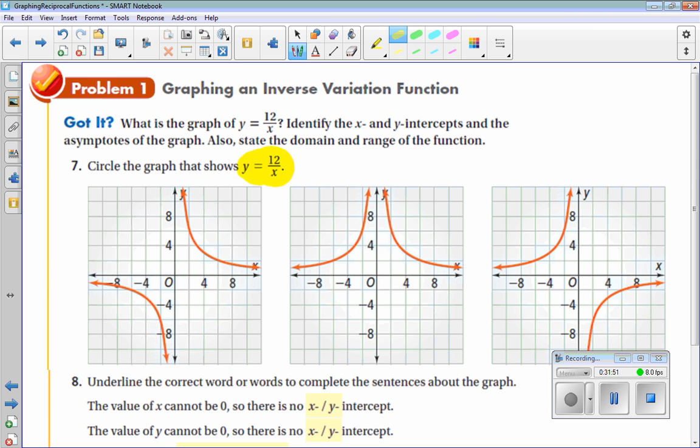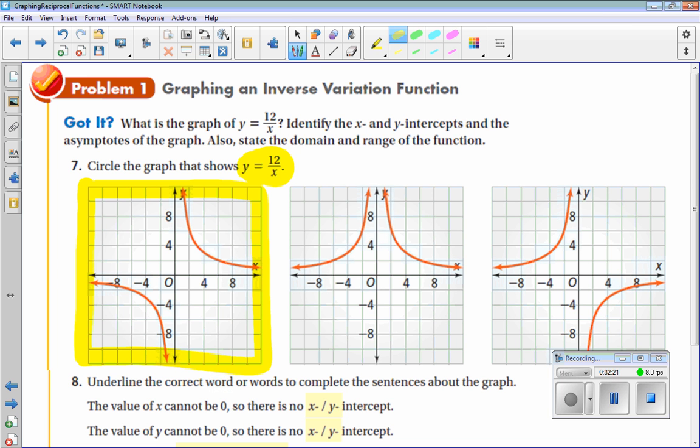Travis, you want to guess? It is the first one. Okay, let's go ahead and try it on the calculator. Plug it in. 12 divided by x. See if you don't get that shape. Tell me what you think. What is 12 divided by x on the graph? Does it match with the first graph?